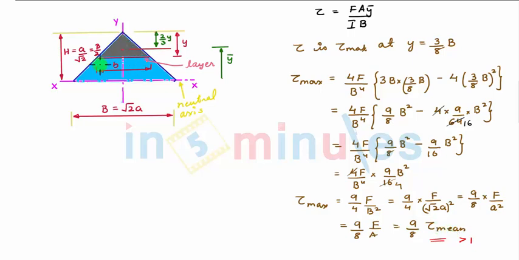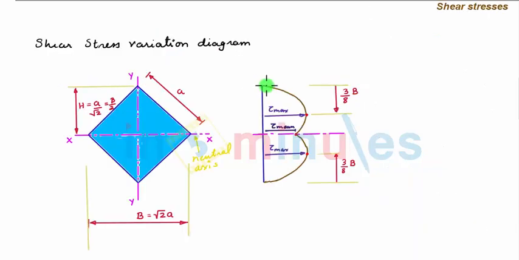So now we have calculated the shear stress at the layer where the shear stress is maximum as well as at the neutral axis. So now let's plot the shear stress variation diagram. So this is your shear stress variation diagram. We have zero shear stress at the two extreme points from the neutral axis, and the shear stress is maximum at a distance 3 by 8 of b from both the vertices, that is from the top and from the bottom, and the shear stress at the neutral axis or centroidal xx axis is tau mean, which is less than tau max. So this was your first answer.